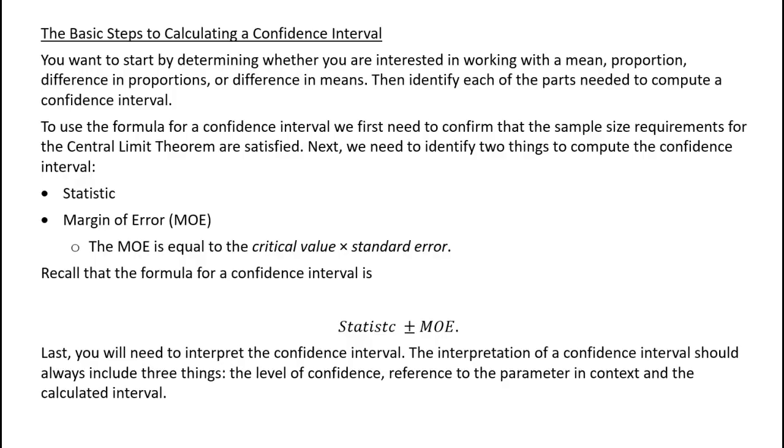Recall that previously, when we first introduced confidence intervals, we went through the basic steps of calculating a confidence interval. You want to start by determining whether you're working with a mean, a proportion, and now a difference in proportions or a difference in means, then identify each of the parts needed to compute the confidence interval. From here, you'll still compute your statistic and your margin of error, and then finally interpret that confidence interval.